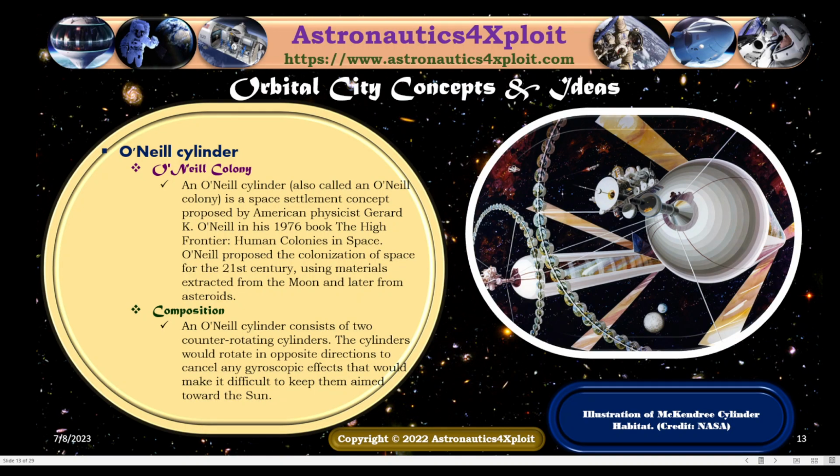O'Neill cylinder. An O'Neill cylinder, also known as an O'Neill colony, is a space settlement concept proposed by Gerard K. O'Neill in his 1976 book titled The High Frontier: Human Colonies in Space. O'Neill proposed the colonization of space for the 21st century using materials extracted from the Moon and lithium from asteroids. An O'Neill cylinder consists of two counter-rotating cylinders. The cylinders will rotate in opposite directions to cancel any gyroscopic effects that would make it difficult to keep them aimed towards the sun. An illustration of a McKendree cylinder habitat is shown in this picture.